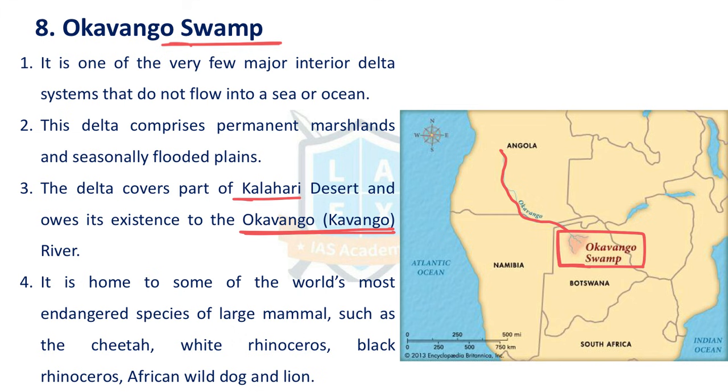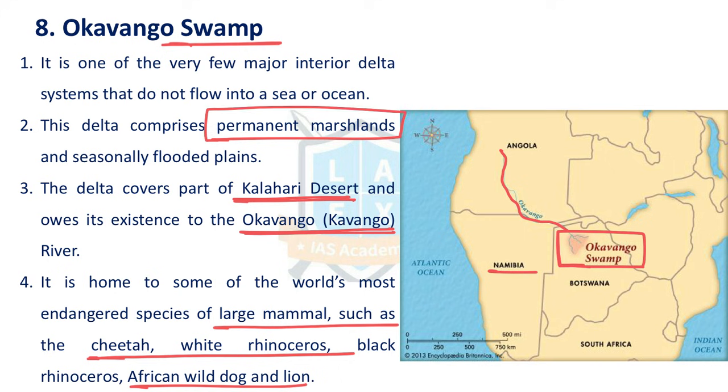This delta covers part of the Kalahari Desert, important Kalahari Desert, which is located in Namibia. This is home to the most endangered large mammals, such as cheetah, white rhinoceros, black rhinoceros, African wild dogs, and lions. This delta comprises permanent marshy lands which are seasonally flooded by this particular Okavango River. And it has an interior delta system. Interior delta because this river is not flowing towards the ocean. It is flowing towards this particular delta, which is majorly located in Botswana. It is part of the Namib Desert.